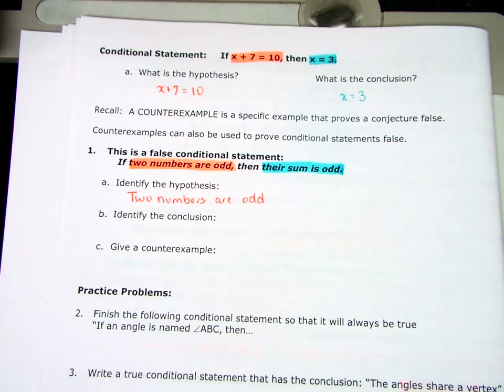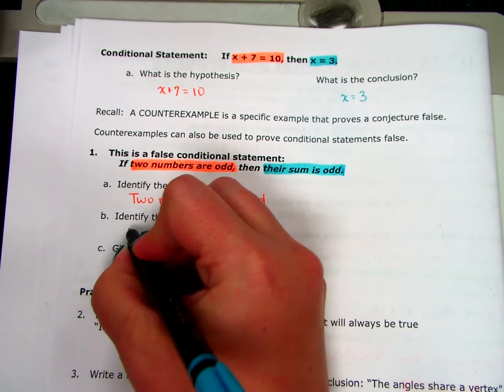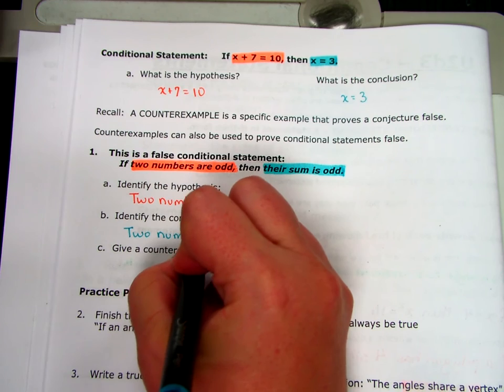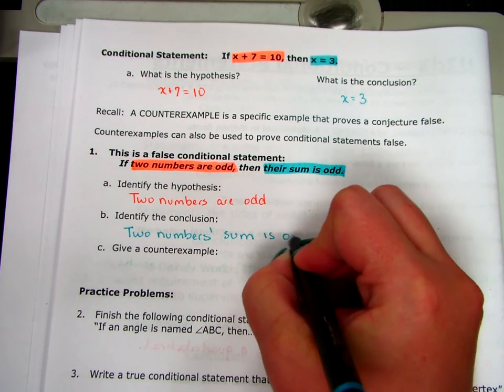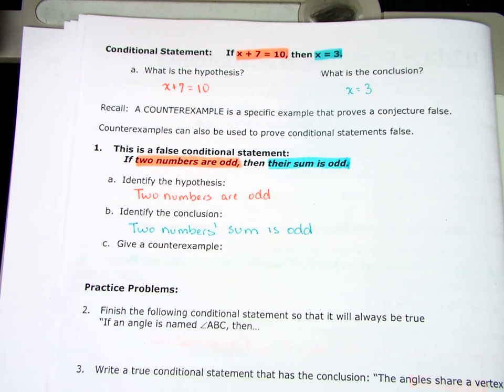Thank you for not saying their sum is odd. Who didn't say their sum is odd? What is it? Two numbers sum is odd. The two numbers sum is odd, right? Because what is there? The two numbers. Okay, the two numbers sum is odd.